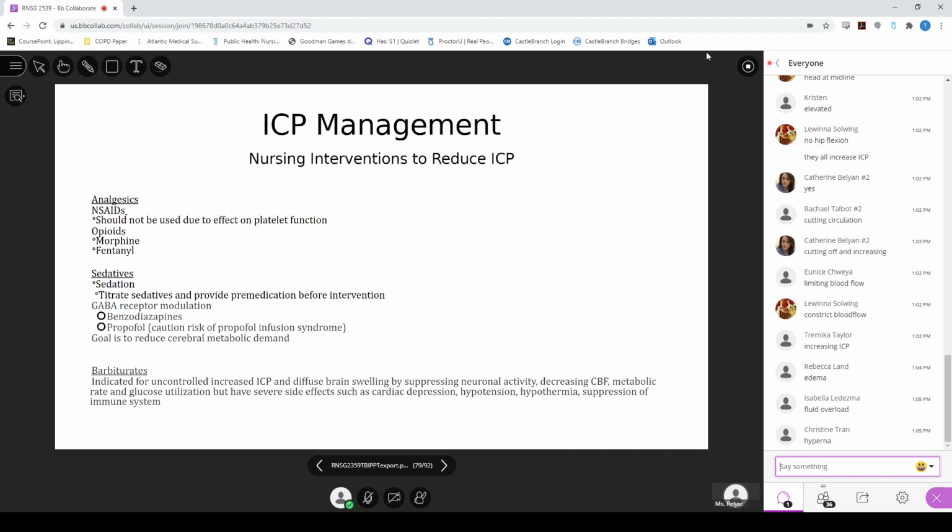But so you have your NSAIDs. It should not be given due to platelet function. If you have a bleed, you don't want to be messing with that platelet aggregation. Your opiates that could be given are morphine and fentanyl. You want to be able to titrate these sedatives and provide pre-medication before interventions. That's really important. GABA receptors are your benzodiazepines and your propofol.